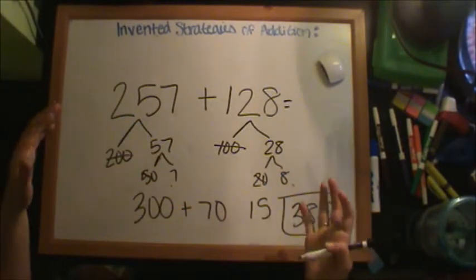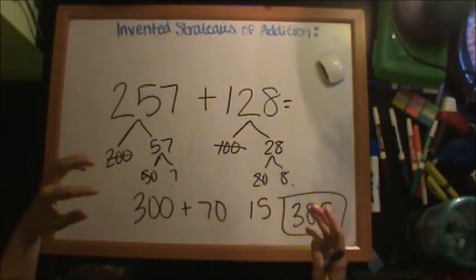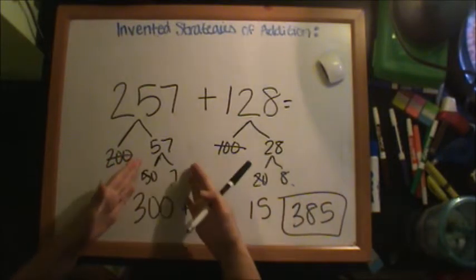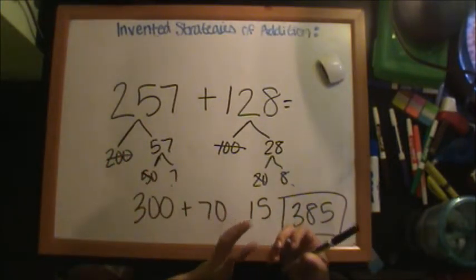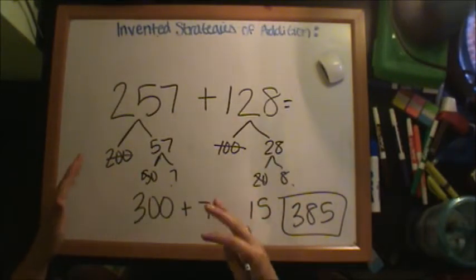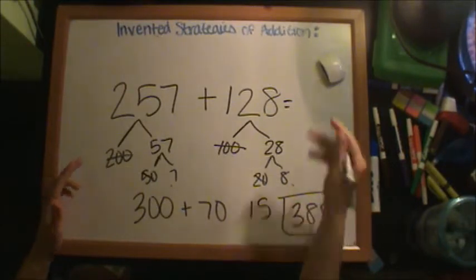And that's how invented strategies work. They're little shortcuts that we find in our brain to add. So it's not, you need to learn this method and you need to use this method for this week. Next week we'll start on a different method. This is one method that you can use, but there are so many others that you can use too. Find the one that works best for you.